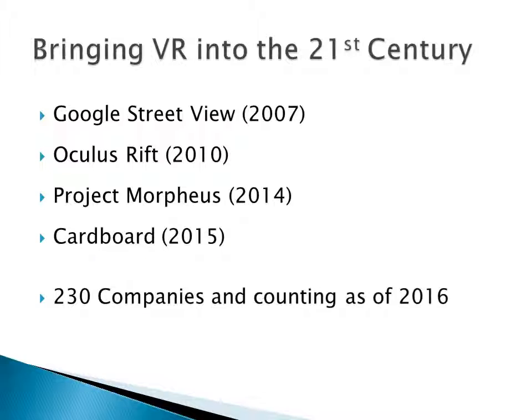Now, let's bring VR into the 21st century. In 2007, Google debuted their first Street View of their map service. A few years later, they included a stereoscopic 3D mode. The Oculus Rift was built as a prototype in 2010, and only had a 90-degree field of vision. In 2012, the system was upgraded and debuted at a gaming convention. As of 2014, Oculus VR was purchased by Facebook.